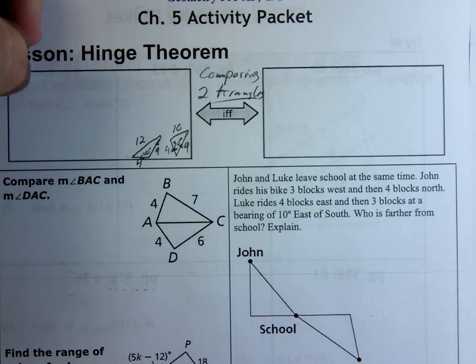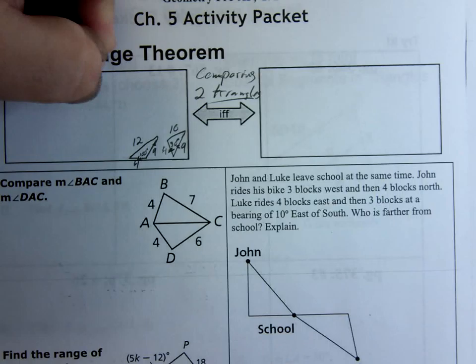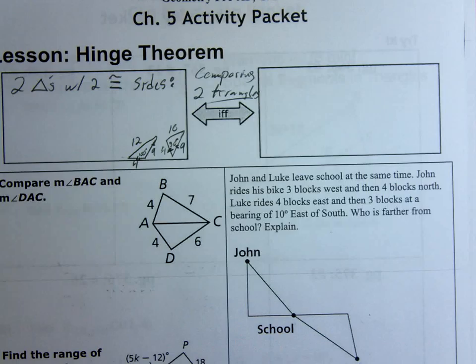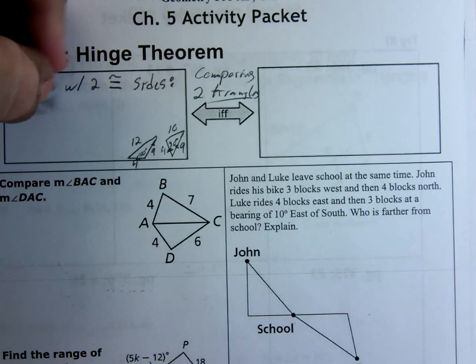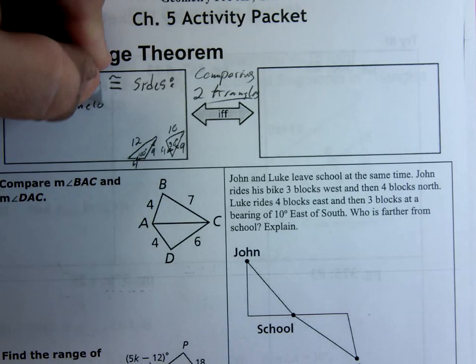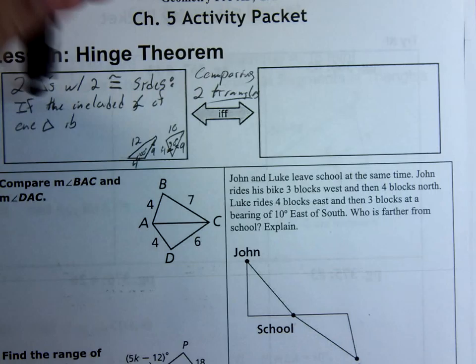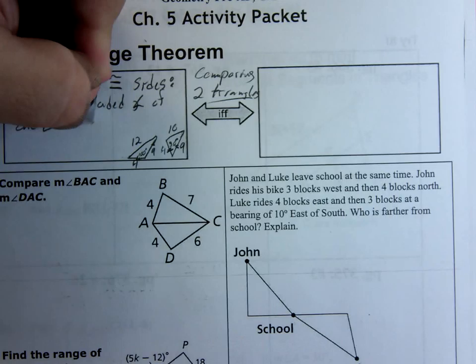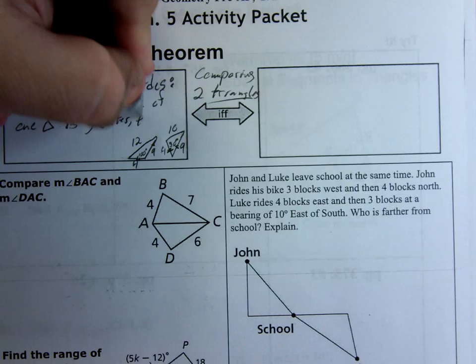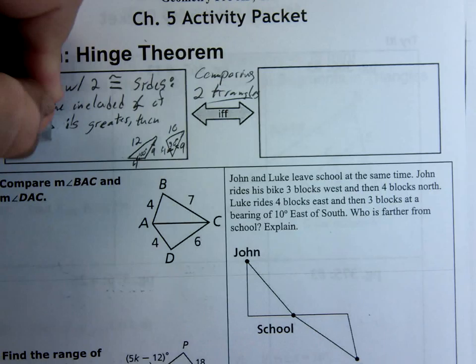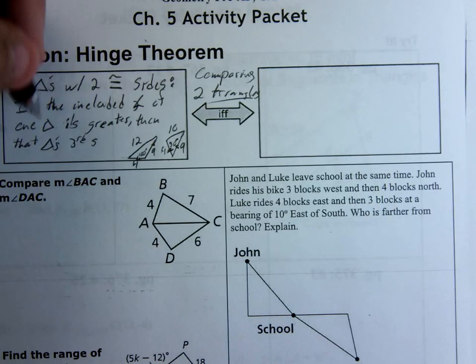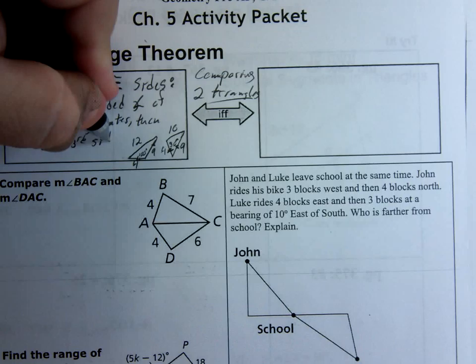So here's what we need to have in place. Two triangles with two congruent sides. Those are the conditions we need to have in place. And now we say, if the included angle, that means the angle in between them, of one triangle is greater than the other's, that triangle's third side, as in we're referring to the same triangle. So if the included angle of one triangle is greater, then that triangle's third side will be greater.